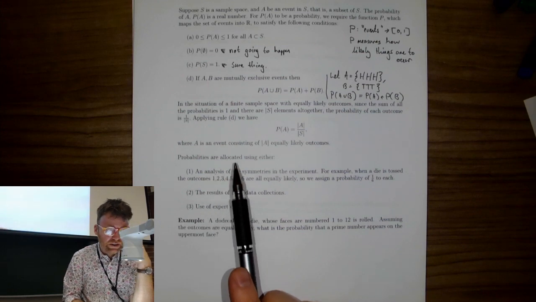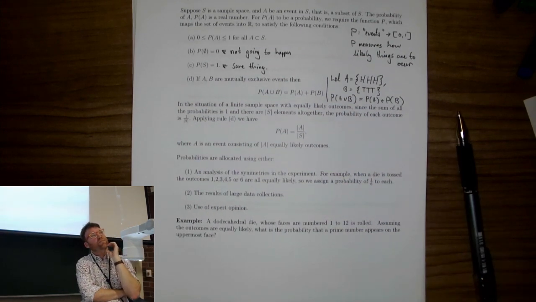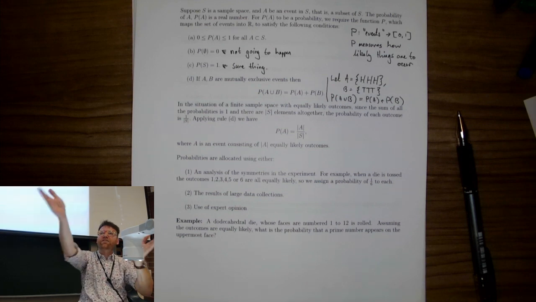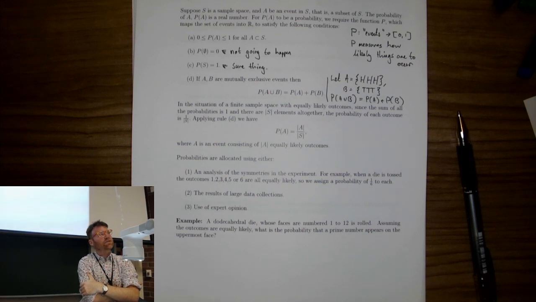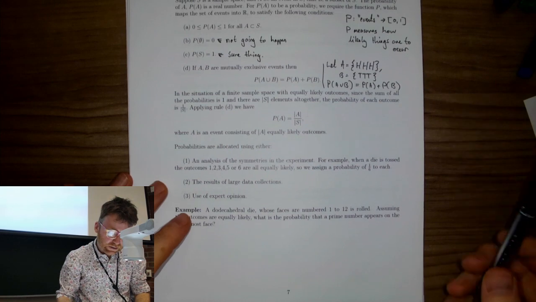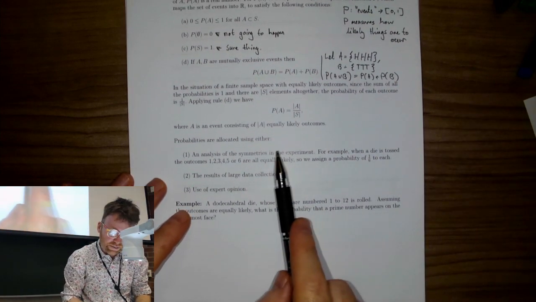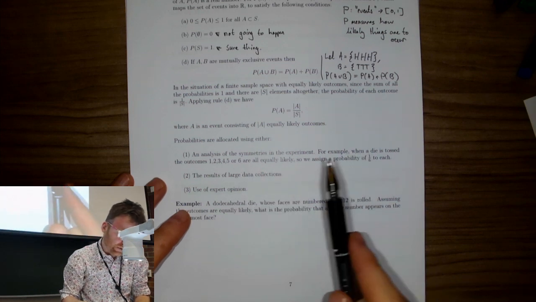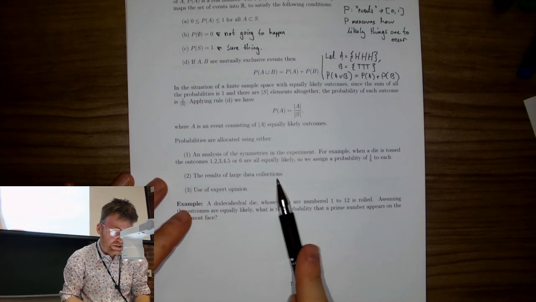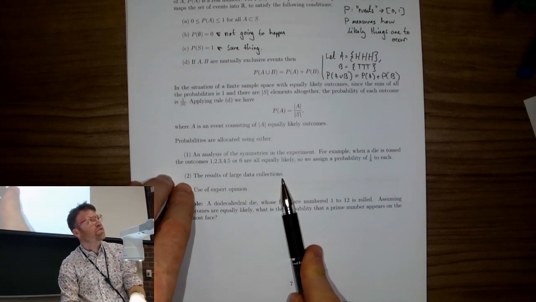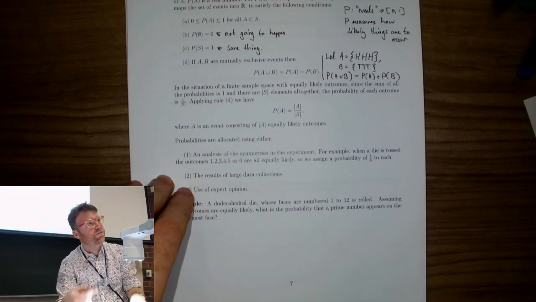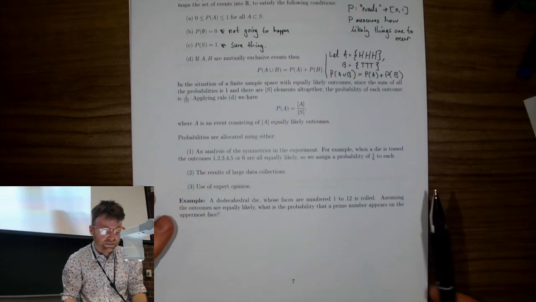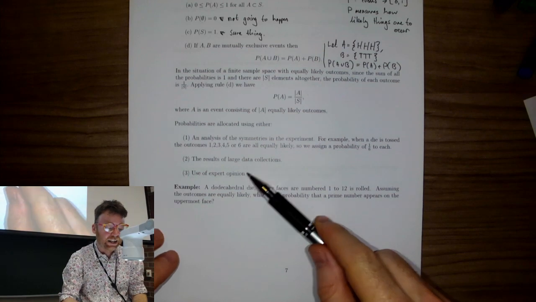So, the real question is, practically speaking, how do you assign probabilities to things? Most of the time, in this course, you're just going to be given the probability function, and told, here is the function, just do some manipulation with the function. In reality, though, you need to come up with this function, and how do you do that? Well, analysis of symmetries is one way to do it, but it requires actually symmetric outcomes. The results of large data collections, that's what you will end up using most of the time. The first step you'll do is actually gather data, figure out what this probability function is, and then go off and use it. Use of an expert opinion, that's a cop-out as far as I'm concerned. It's just asking someone else to do this.